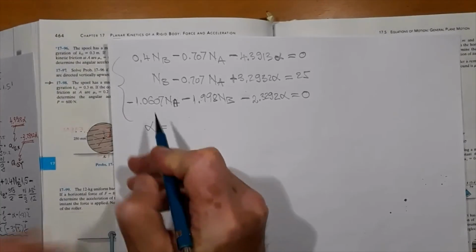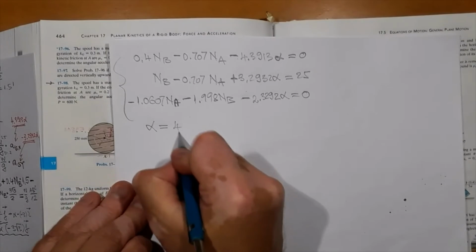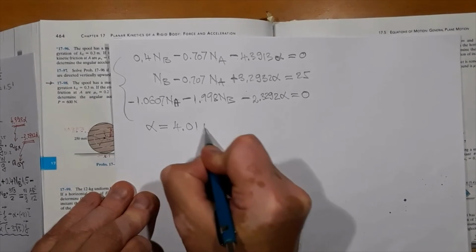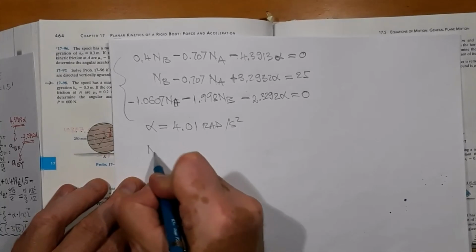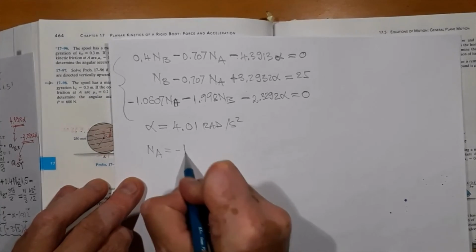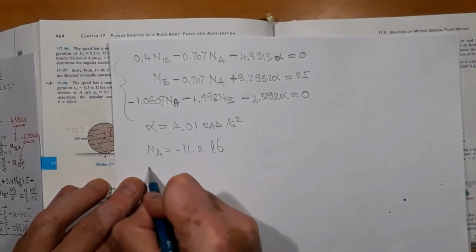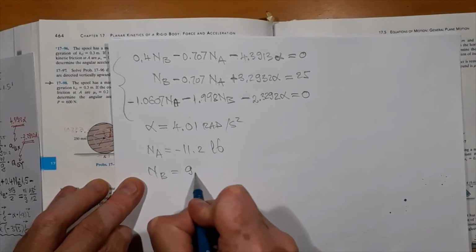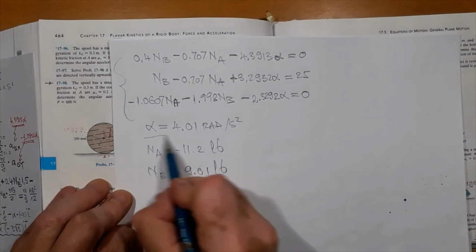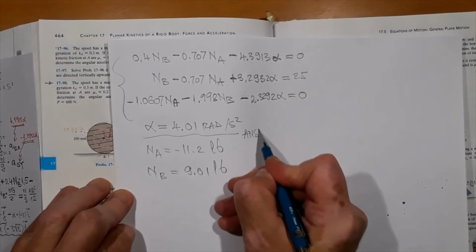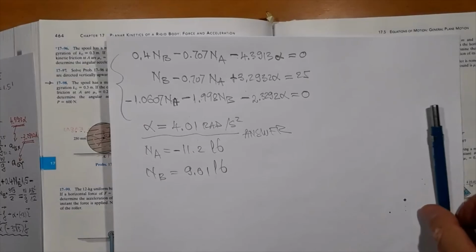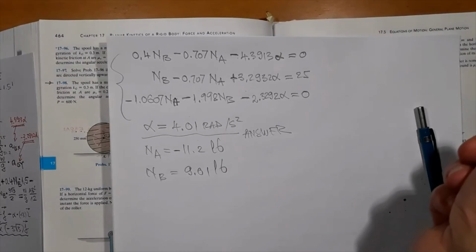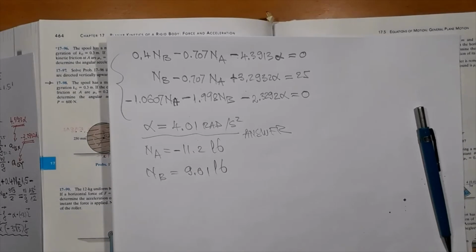I have the answers here. So alpha is positive 4.01 radians per second squared, and then NA is negative 11.2 pounds, and NB is 9.01 pounds. This is the answer. The book could have asked for the reactions at A and B, but they left it as a byproduct of this problem. Okay, so I'm stopping here. Thanks for watching.